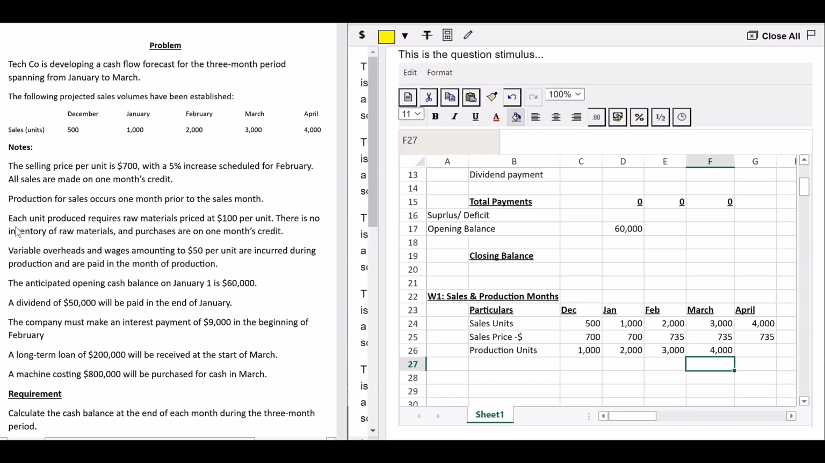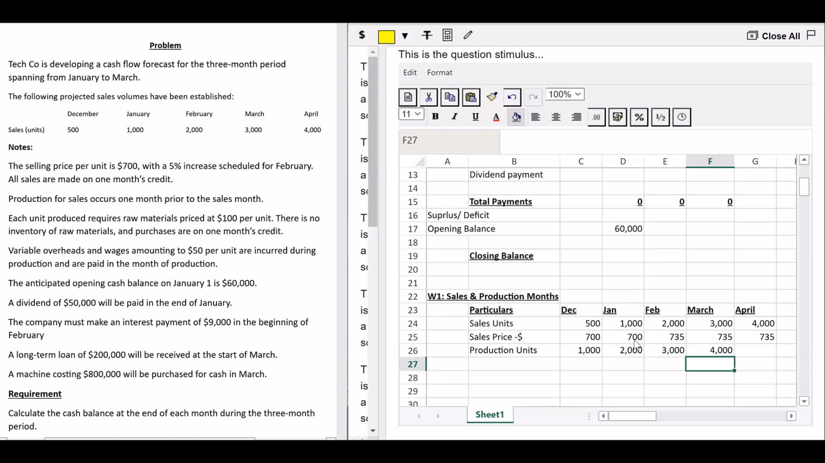The next point, each unit produced requires a raw material priced at $100 per unit. There is no inventory of raw material and purchases are on 1 month credit. So the purchase is not going to be based on sales, it is going to be based on production. So what material is used for production in December? This 1000 units that is used for production in December, its raw material payment shall be made in Jan.